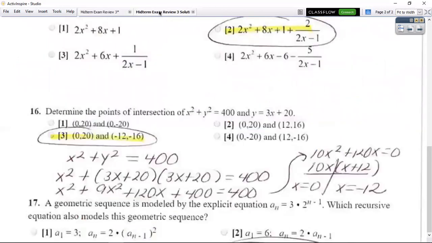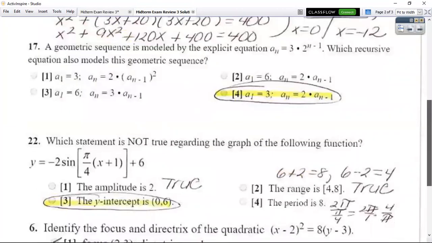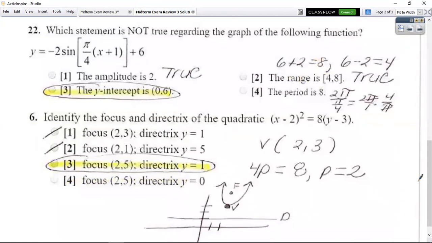22. Go back so you can check. Again, I don't really think I saw anyone mention that one either. We've done a lot of these. So it says, what is not true? Is the amplitude equal to 2? Yes, because amplitude is never negative.